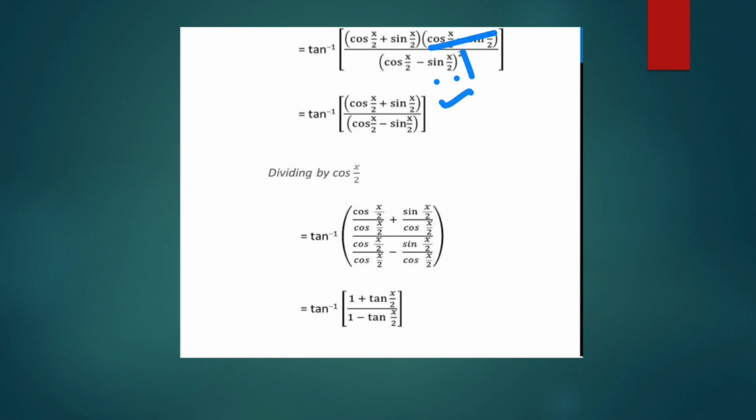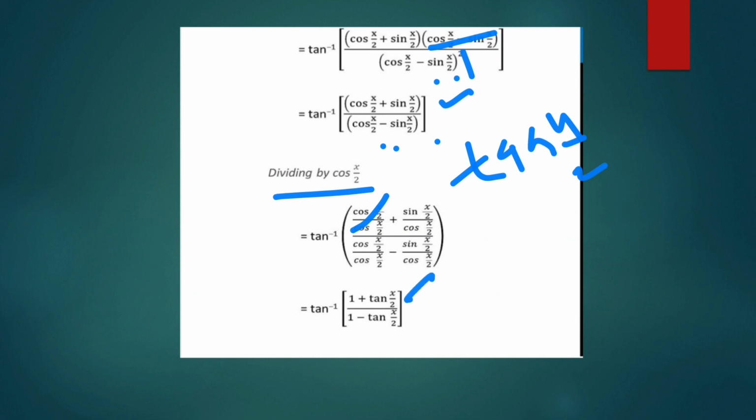So we are left with cos x by 2 plus sin x by 2 by cos x by 2 minus sin x by 2. So dividing by cos x by 2, why are we dividing by cos x by 2? Because cos x by 2 gets cancelled here. Again sin x by 2 by cos x by 2 is nothing but tan x by 2, right? So that's why we are taking sin x by 2 by cos x by 2 as tan x by 2. 1 plus tan x by 2. Here also cos x by 2 becomes 1, and minus sin x by 2 by cos x by 2 is tan x by 2. So we are left with tan inverse of 1 plus tan x by 2 by 1 minus tan x by 2.